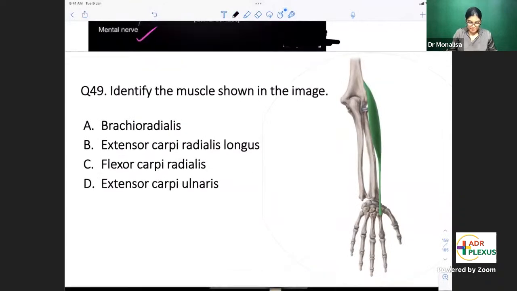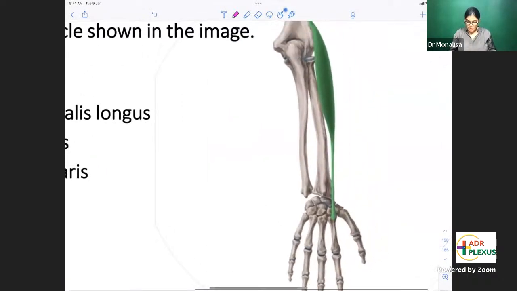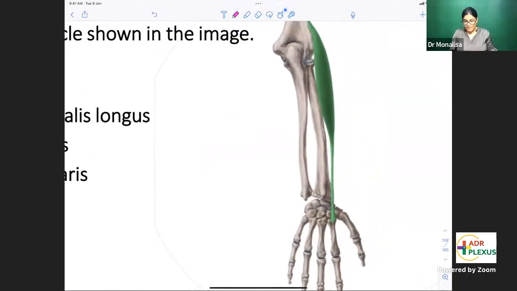Question number 49. Identify the muscle shown in the image. Whether this muscle is brachioradialis, extensor carpi radialis longus, flexor carpi radialis, or extensor carpi ulnaris, which is the right answer? Which muscle is this? I'm getting answers as B. Extensor carpi radialis longus. Okay, they are telling extensor carpi radialis longus. So see the insertion point at the base of the second metacarpal.